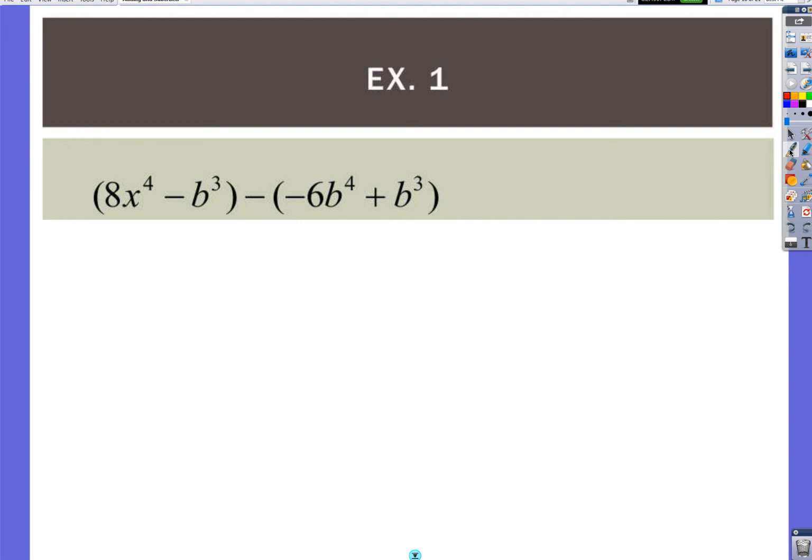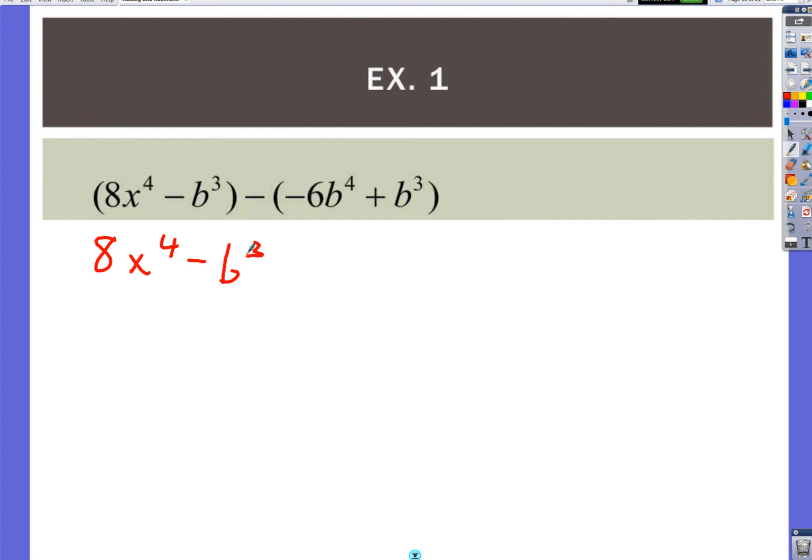Outside is a 1. So here we're going to stay the same and say 8x to the 4th minus b to the 3rd. But now, for the first time, outside of the next parenthesis is a negative, meaning what's outside is a negative 1. What happens if you multiply any number by a negative?